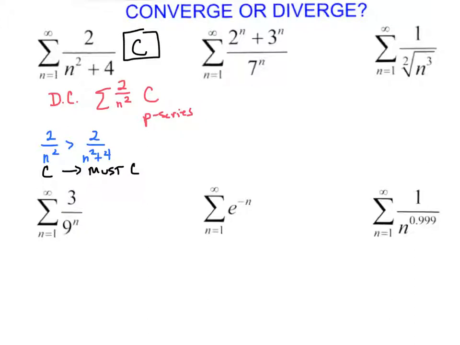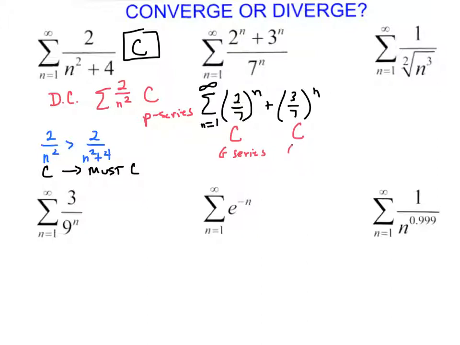Okay. Let's go over to the right. This next one could be rewritten as 2 over 7 to the n plus 3 over 7 to the n. And how I would look at this is I would say this is a convergent geometric series. This is a convergent geometric series. And if I'm adding up two series that converge, then the original series must also converge.